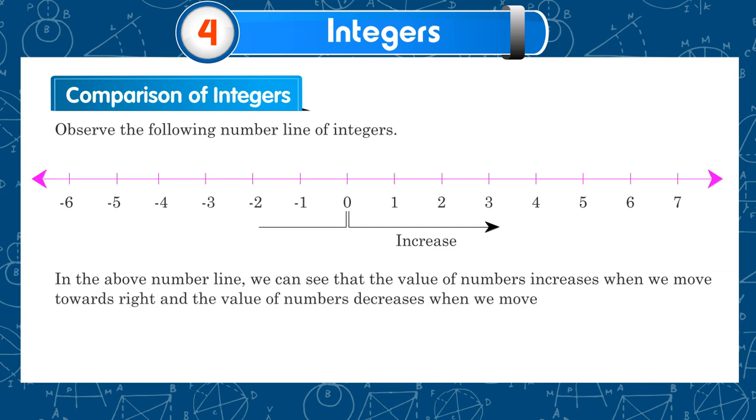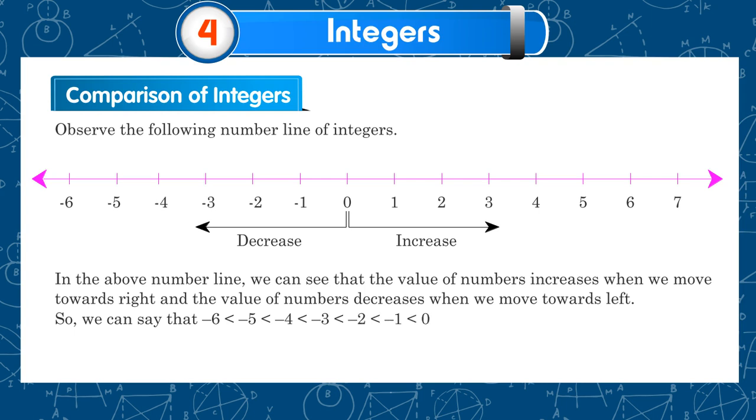So we can say that minus 6 is less than minus 5, which is less than minus 4, which is less than minus 3, which is less than minus 2, which is less than minus 1, which is less than 0, which is less than 1, which is less than 2, which is less than 3, which is less than 4, which is less than 5, which is less than 6.